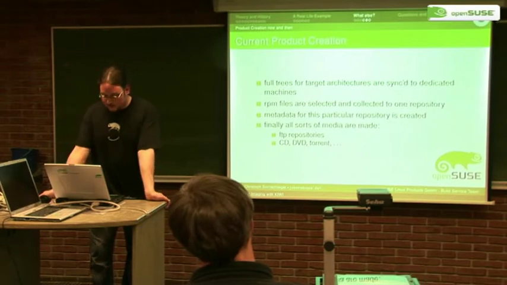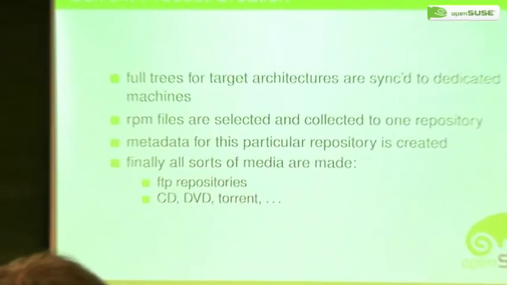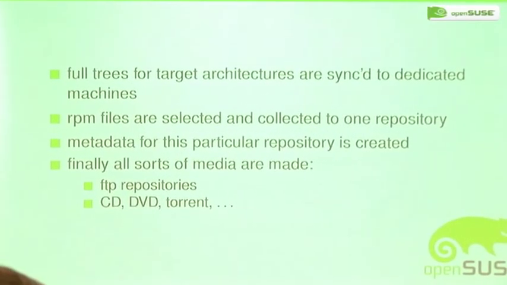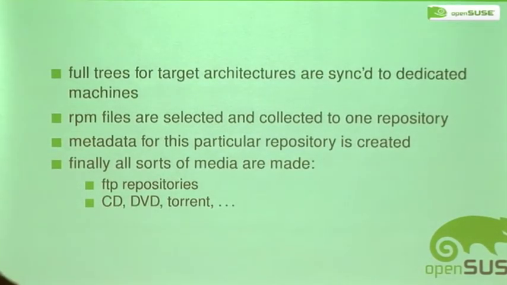Product creation at the moment is what I described with what the AutoBuild team does. Creating installation repositories, creating images from that. There are steps. You have to create metadata, you have to collect packages, you have to resolve dependencies in parts to make sure that everything is installable. And finally, you have an installation repository from which you create FTP repositories, DVDs, tutorial files, whatever, that we distribute as such.